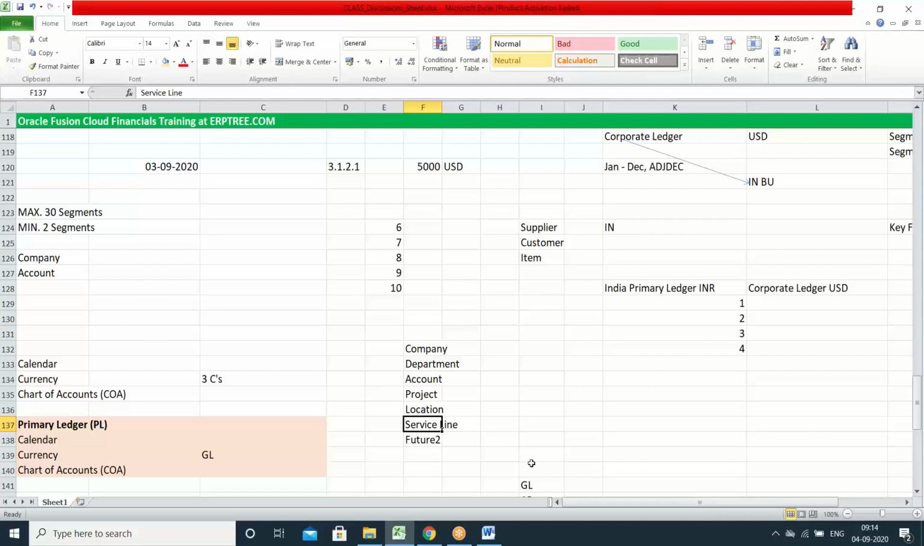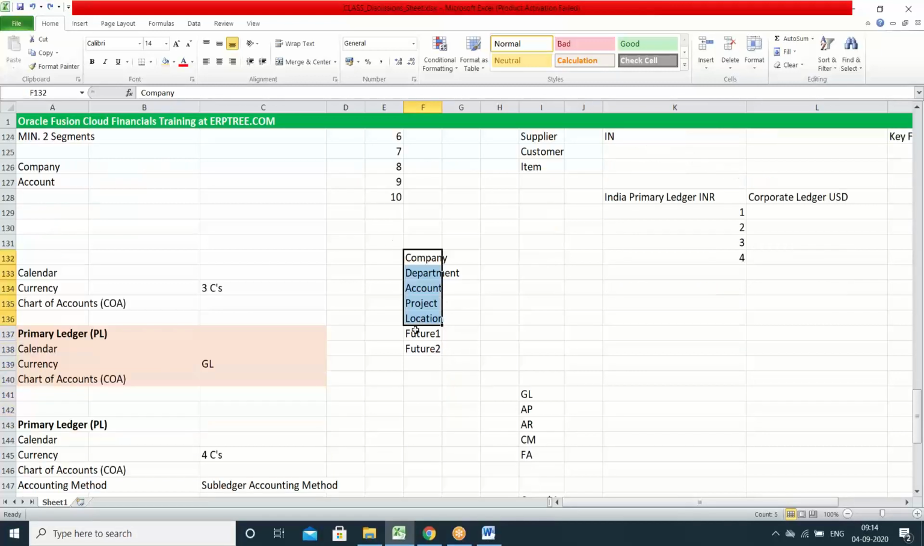That is the reason Oracle recommends that when you are creating the chart of accounts, along with the segments the client requires, maintain future segments also, meaning buffer segments. In future, if they need a new segment, they can simply convert this future 1 to the real segment name and start using it. Maybe after a few more years, if they need one more segment, they can convert this future 2 also. This is how we have to plan for the chart of accounts.